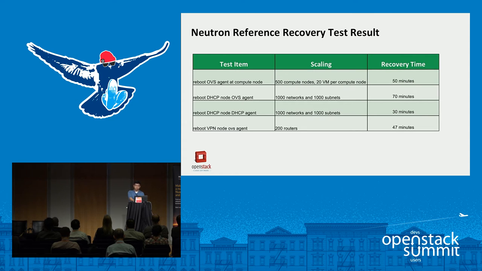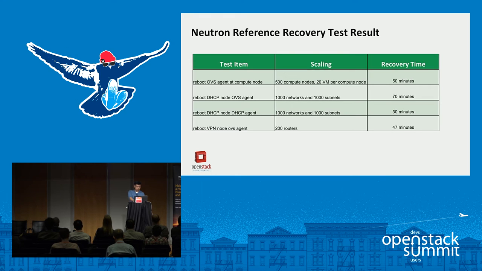When we reboot the DHCP node's OVS agent, it will take 17 minutes to recover the service. This is under a 1,000 network and 1,000 subnet configuration. When we reboot the DHCP node's DHCP agent, it will take 30 minutes to recover the service. It is under 1,000 networks and 1,000 subnets.